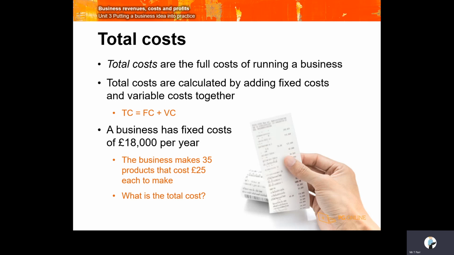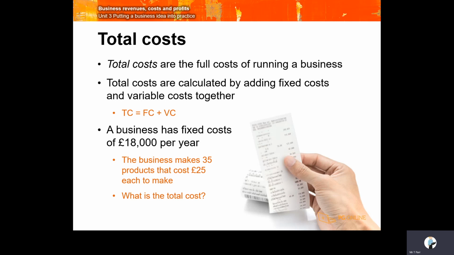It is the fixed costs plus the variable costs. Now, it's quite an easy concept. However, you've got to bear in mind the question. Sometimes a question asks you, what would be the costs over a month or 2 months, and that sort of thing. So there's an example there. It says a business has fixed costs of £18,000 per year. The business makes 35 products that cost £25 each to make. What's the total costs? So pretty straightforward.